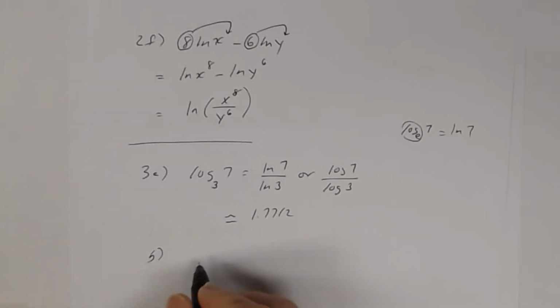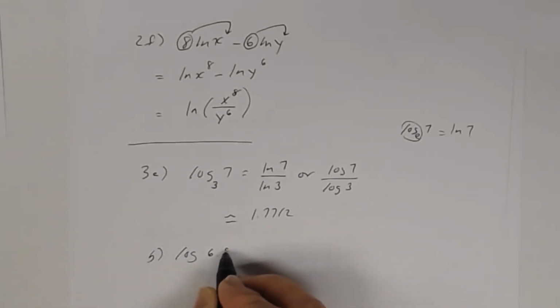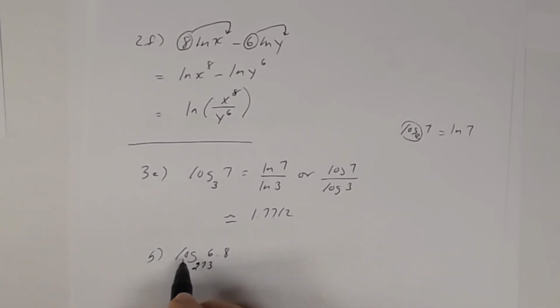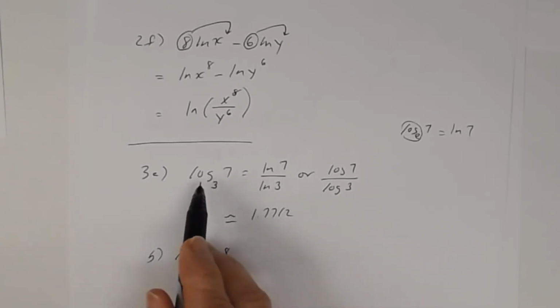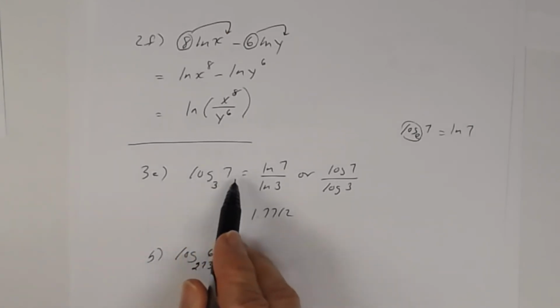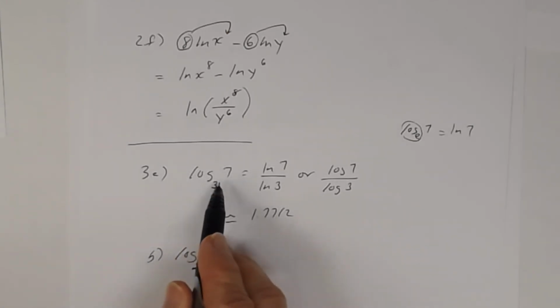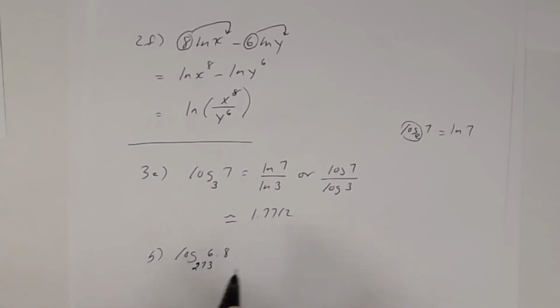So these are easy. In B, you have the log of 6.8 with base 2.73. Make sure the base looks like a base, and always remember when you deal with this, the argument has to be level with the letters log. So make sure you know how to write these. Log of 7, see how it's horizontal right here, and the base is 3. Make sure you write this correctly.